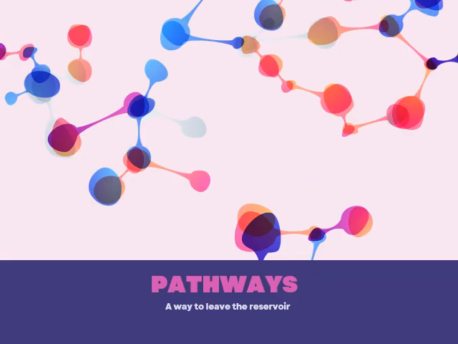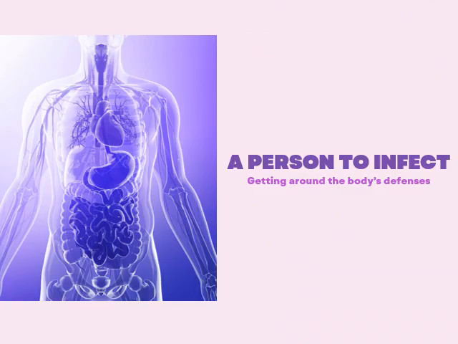Germs need a pathway because they typically can't move on their own, at least not very far. Germs need a way to get from where they live to another place or a person. Germs need a person to infect. That person can be a patient, or you, or one of your colleagues.